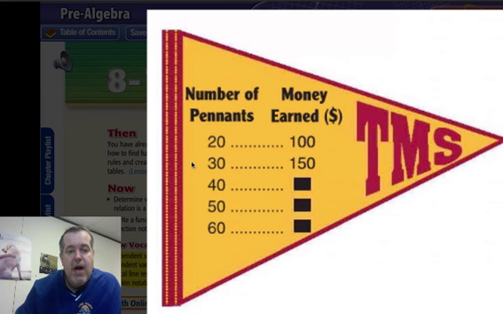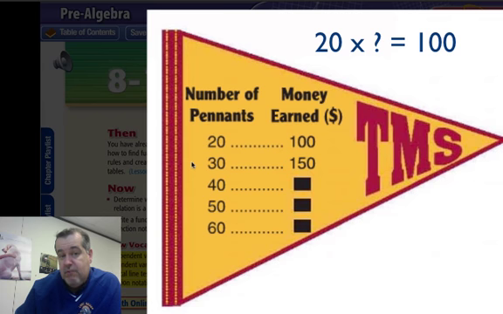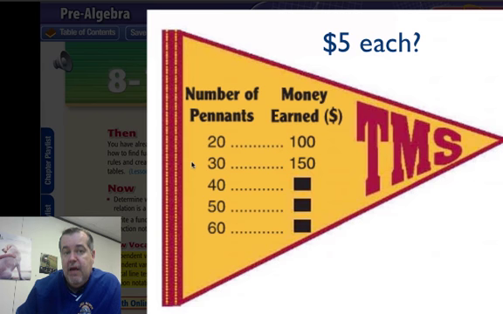It's set up in a pennant here. And we've got number of pennants sold is 20, and the result was money earned was $100. So what were they getting per pennant there is what we need to ask ourselves. So it seems that if you have 20 pennants that you sold and you resulted in $100, that probably you're getting $5 a pennant. But let's check and make sure when we look at 30 pennants sold.